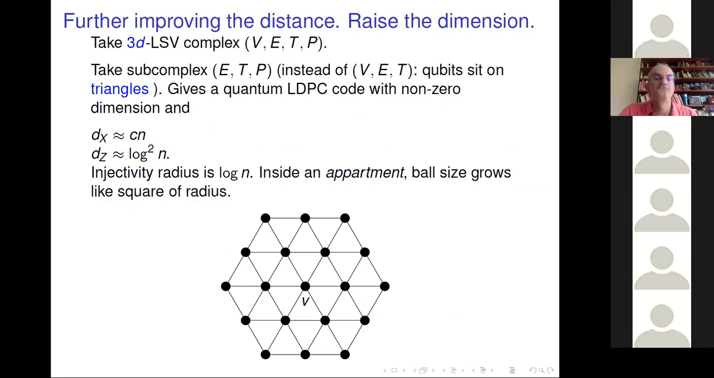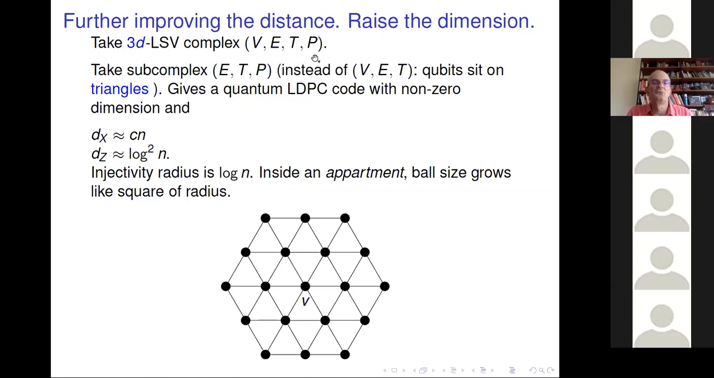So we can do some variations with these ideas. So one variation is to raise the dimension of the original LSV complex. So what can we do? We can start with a 3-dimensional LSV complex, which is an incident structure between 4 objects instead of 3 objects: vertices, edges, triangles, and tetrahedra, which we'll call pyramids because tetrahedra also starts with a T.